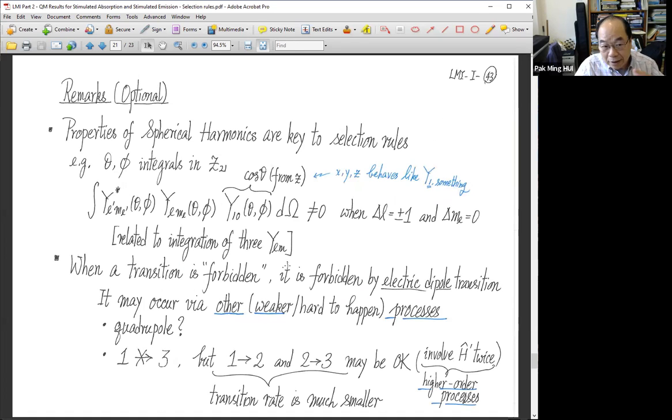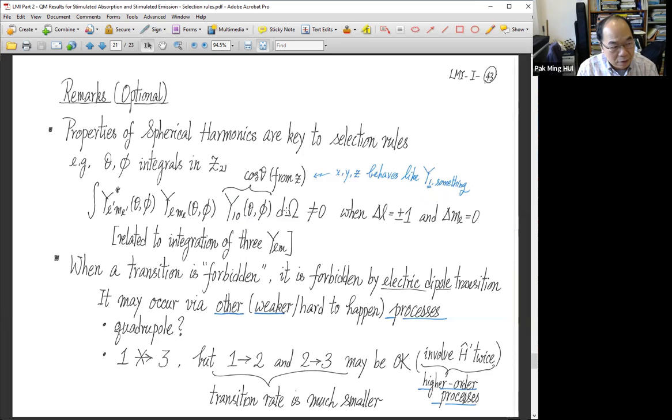So this is the page that I just discussed, so I don't need to go through it again. I'm trying to argue cosine theta is a Y1. And you can Google spherical harmonics. It will give you these three spherical harmonics, the product of which is not 0 in these cases.